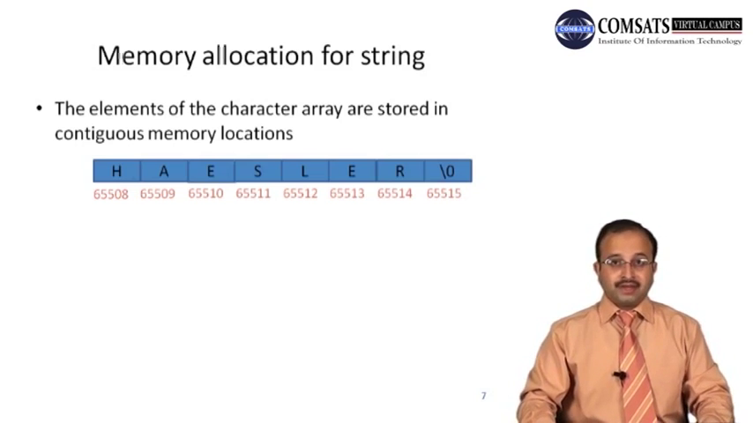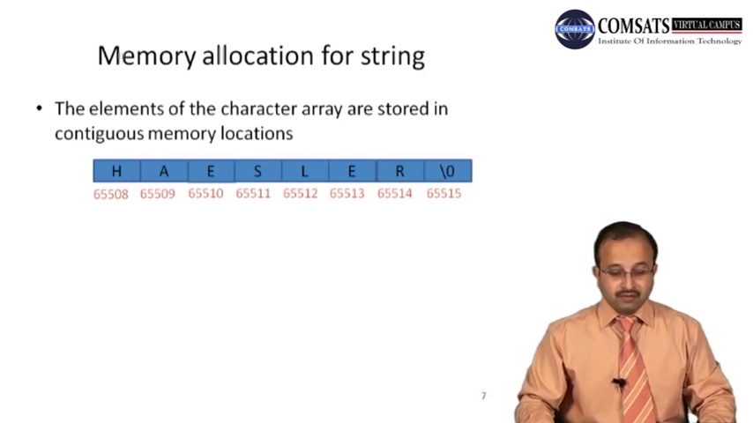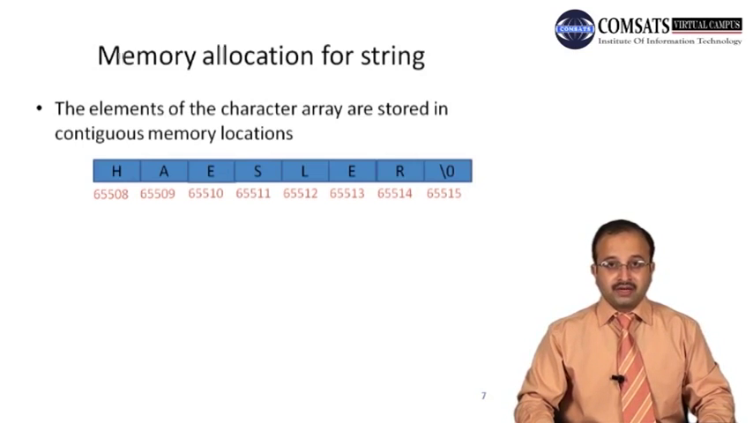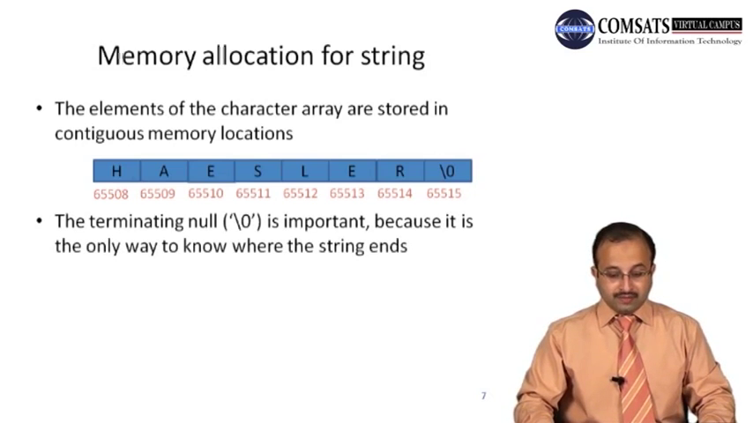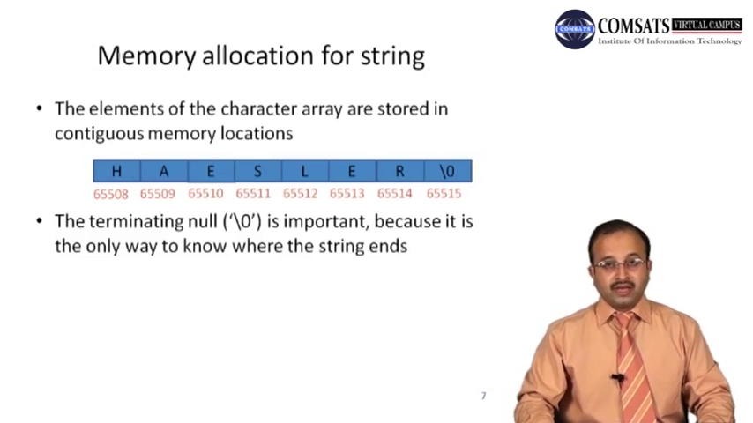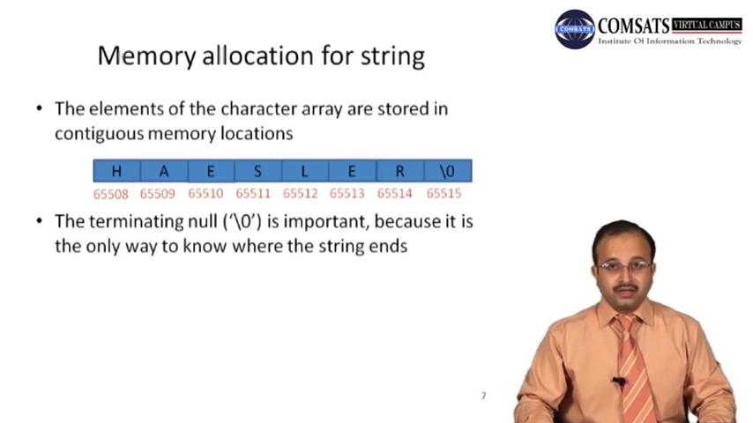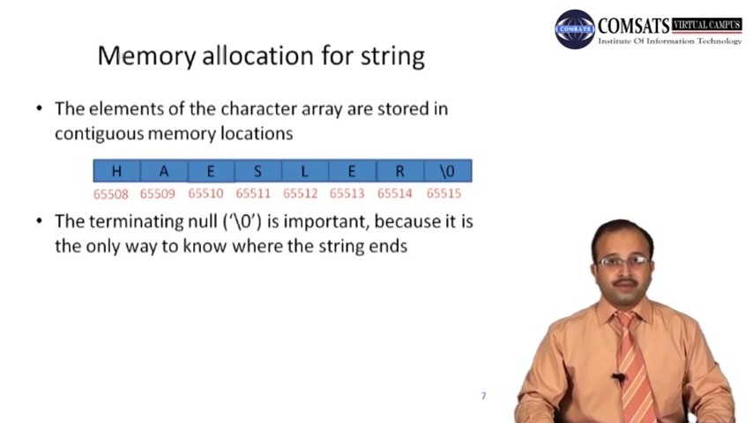So there is a difference between character and alphabet. Alphabets are A, B up to Z, small and capital, but the character set is the bigger set that contains all the alphabets, digits from 0 to 9, and all the special symbols on the keyboard. The null character is very important because it is the only way to know where the string ends, and that is the speciality of the string. You cannot find this thing in the integer array or in the floating point array.